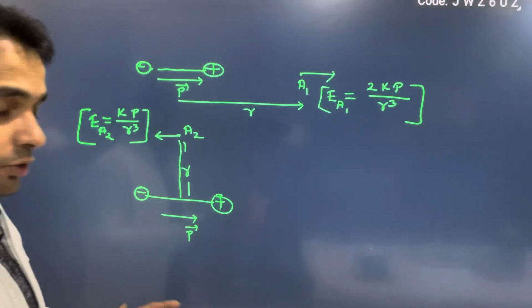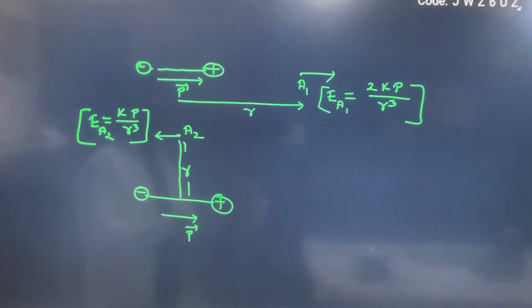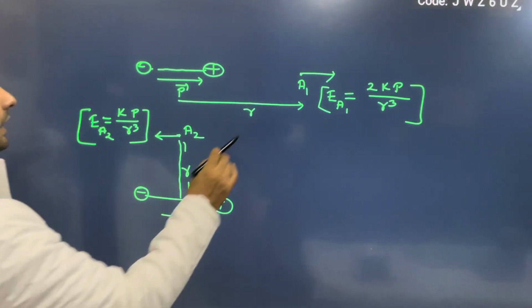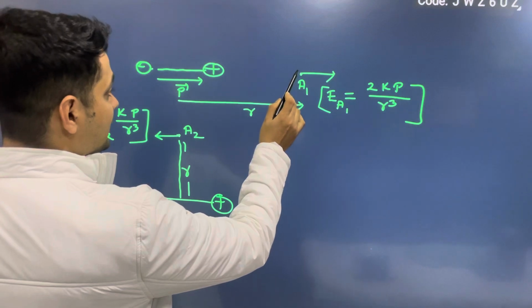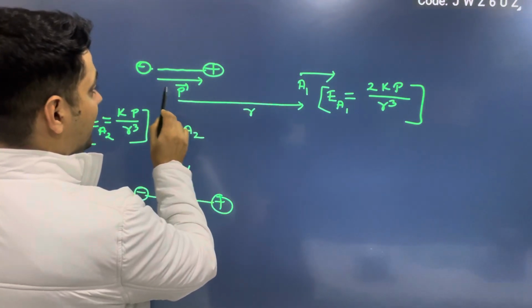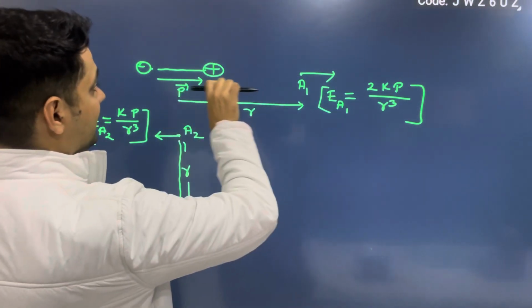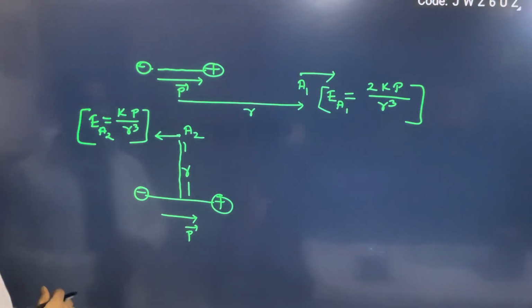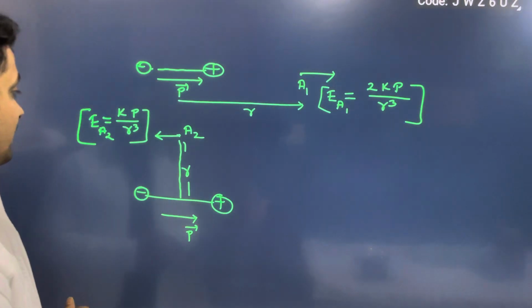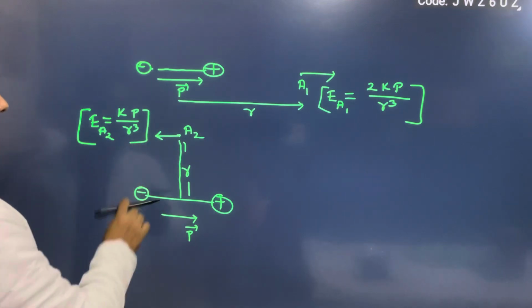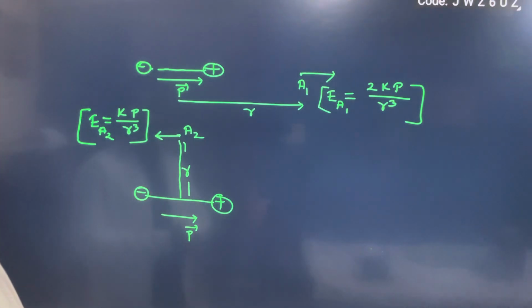So I think you understood the background of this. And one more thing you should understand here: the electric field strength direction at point A1 is in the direction of the electric dipole moment, both in the same direction. And at A2, the electric field strength direction is opposite to the electric dipole moment.